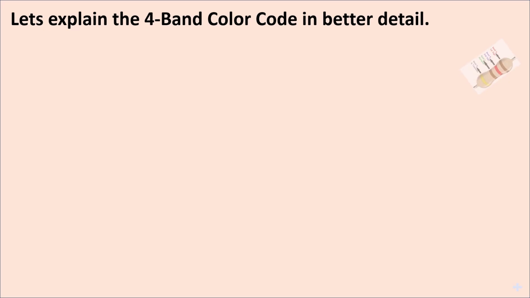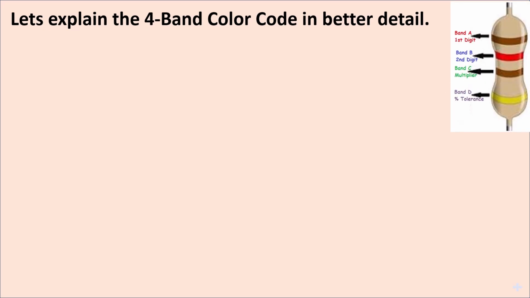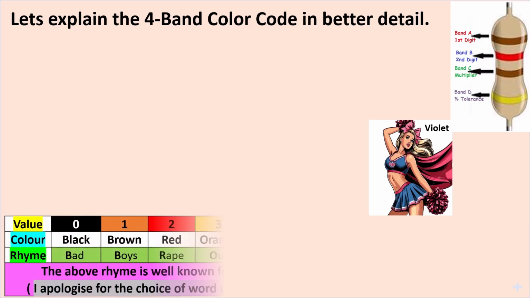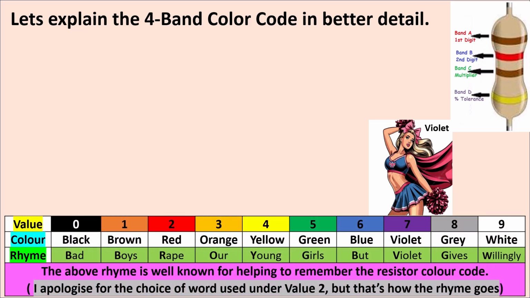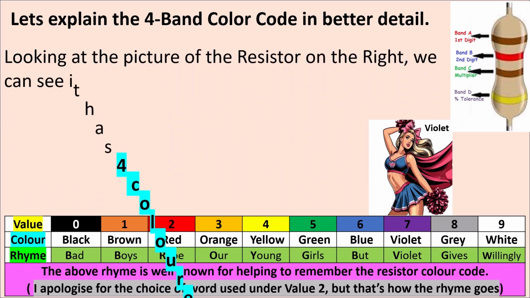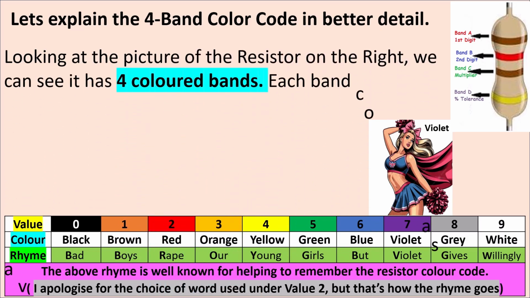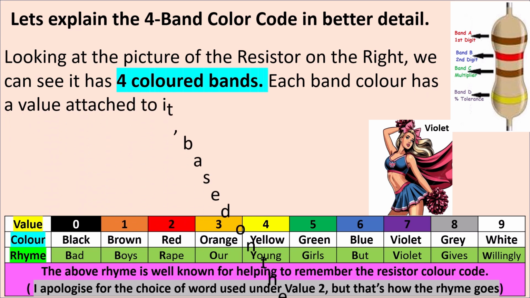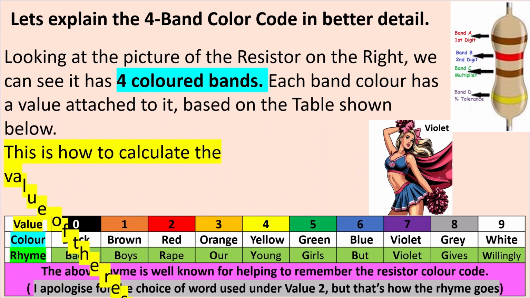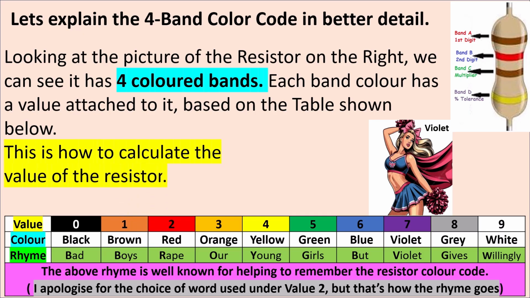Let's explain the 4-band color code in better detail. Here we have a resistor with the 4 different colors. Band A, the first digit. Band B, the second digit. Band C is the multiplier, and band D is the tolerance. Looking at the picture of the resistor on the right, we see it has 4 colored bands. Each band color has a value attached to it based on the table shown below. This is how to calculate the value of the resistor.